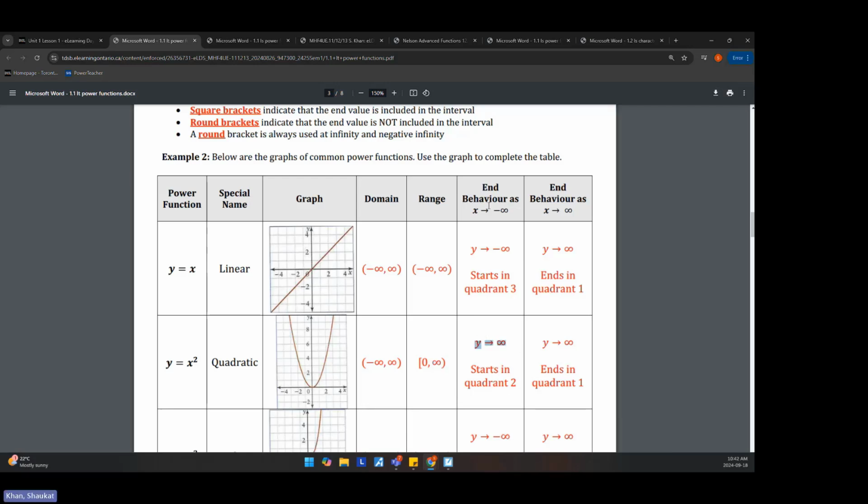End behavior as x gets smaller. What's happening in this function? When x is going to the left, it's getting smaller and smaller and smaller. What's happening to y? y is going up, up, up, up. So y is going to positive infinity, and it starts in quadrant 2. In this example, when x is going to positive infinity, so it's going to the right from the origin, it's getting bigger and bigger and bigger. What's happening to y? y is also going up, bigger and bigger and bigger.